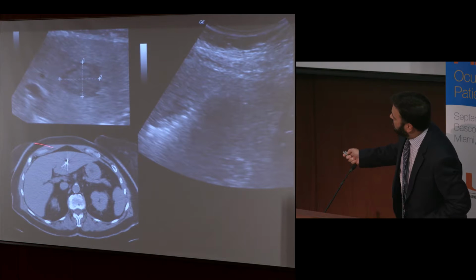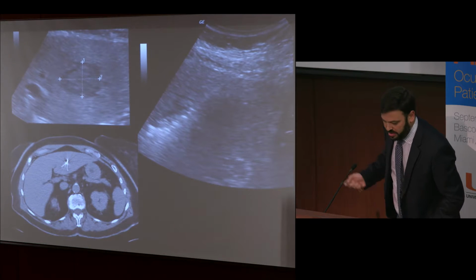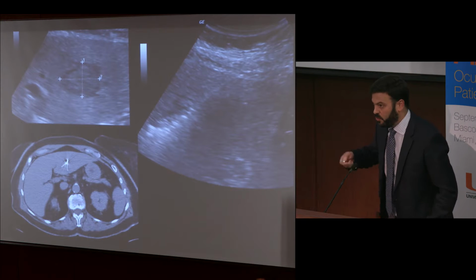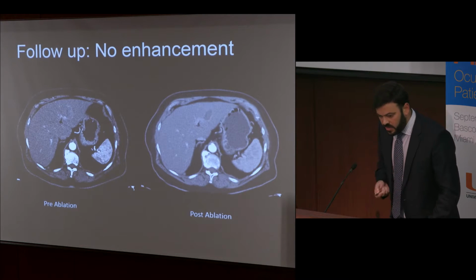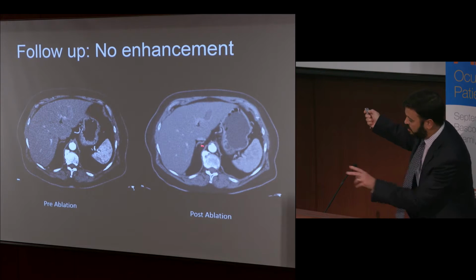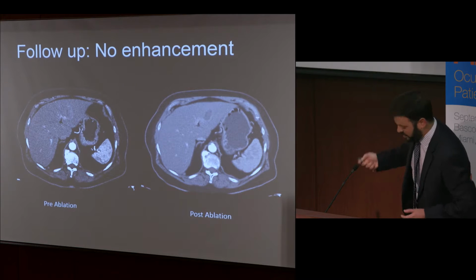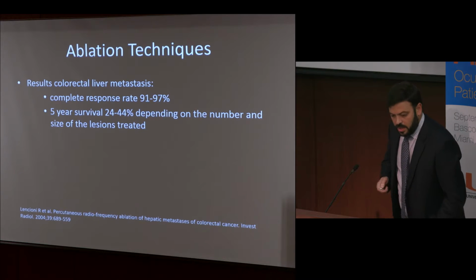Here you have a confirmation of the probe placement within the liver under CT. So often we use both modalities at the same time. And here's the follow-up. You can see how this lesion has now become smaller. You have basically devascularization of that area. You don't see any enhancement. So that's a good result.